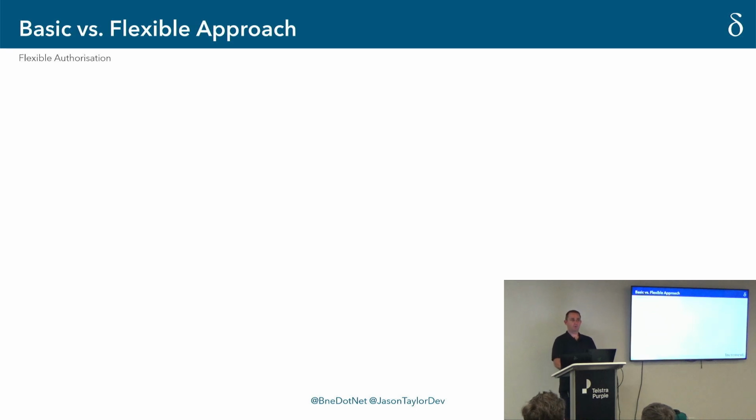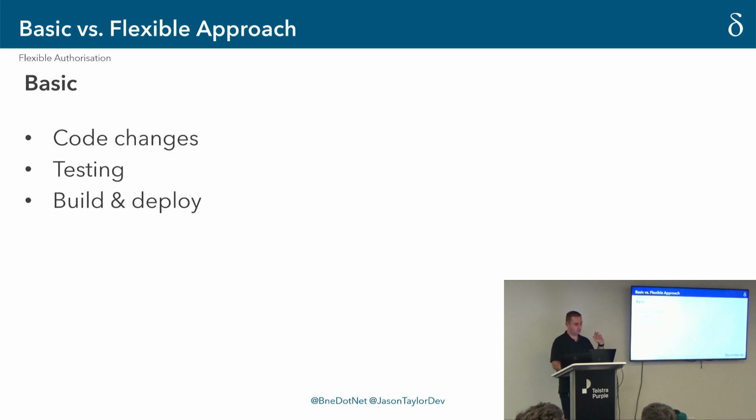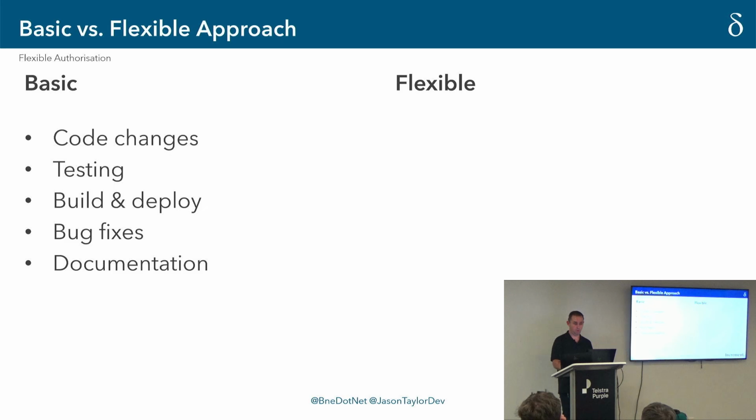So the basic versus flexible approach. With the basic approach, we knew there were code changes, testing, CJK, safe trip. There was build and deploy, bug fixes, and documentation, which we didn't do. With the flexible approach, we weren't required as developers to be there. We had just free time. And that's great, right? Because then we can get to actually fixing an important bug or building the next feature rather than messing around with this stuff.